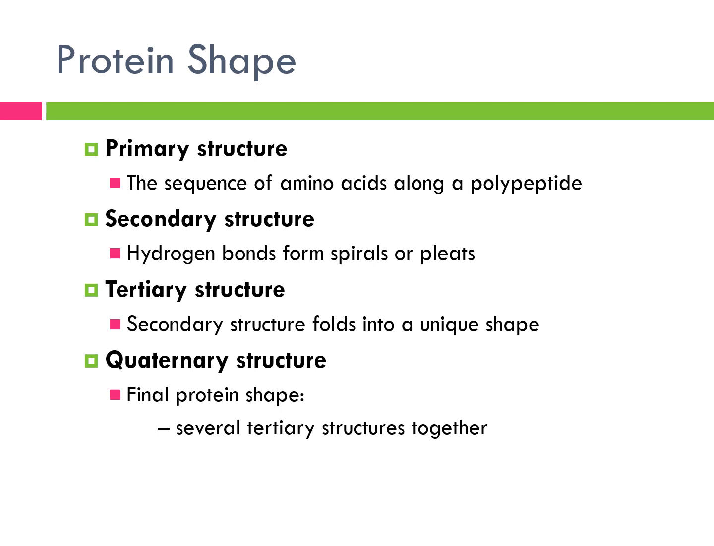Secondary structure forms when hydrogen bonds form between different parts of the polypeptide, creating spirals or pleats. And we'll see a picture of this in a minute. Then we can have a tertiary structure where the secondary structure can fold more into a unique shape. And then the quaternary structure is the final shape of the protein where several tertiary structures come together. And the shape of the protein is extremely important. It is how the protein can function. What it does in the body is all connected to its shape.